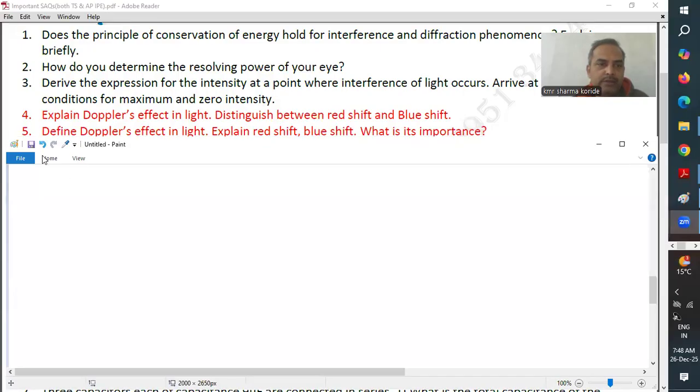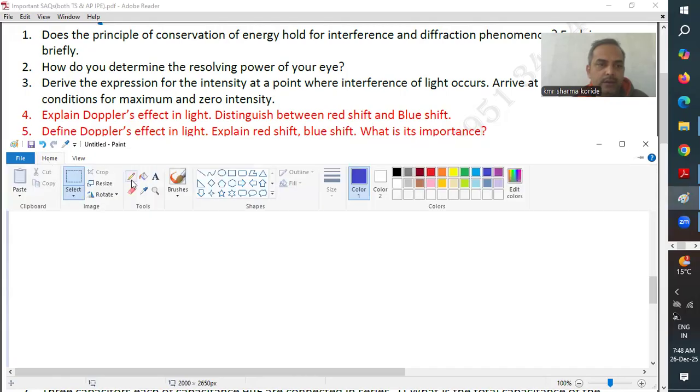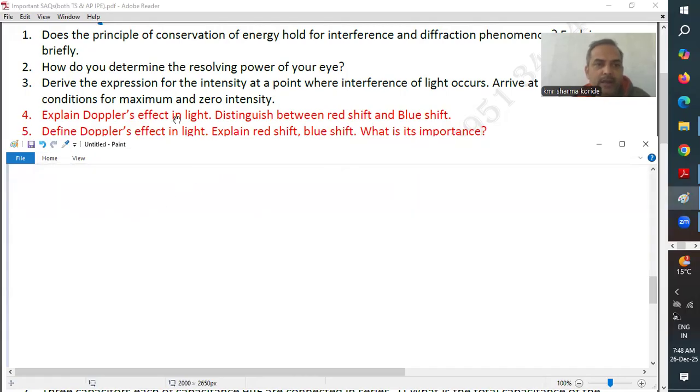Next question is, explain Doppler effect in light. Distinguish between redshift and blue shift. So this is very much similar to define Doppler effect in light. Explain redshift, blue shift. What is its importance? Yeah, so this is very much similar. First let us write what is Doppler effect.